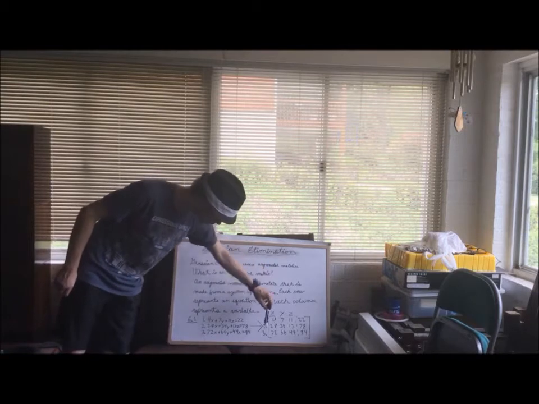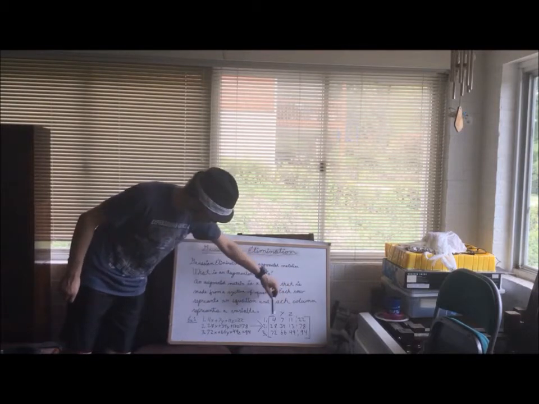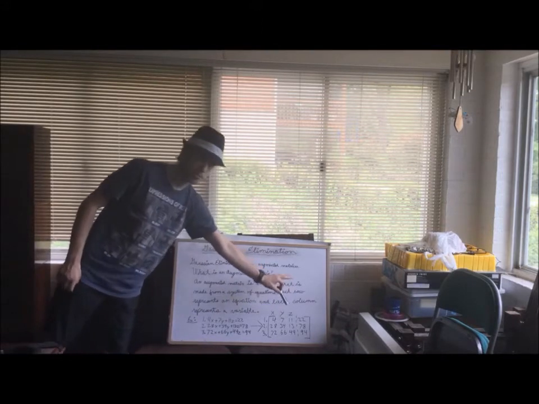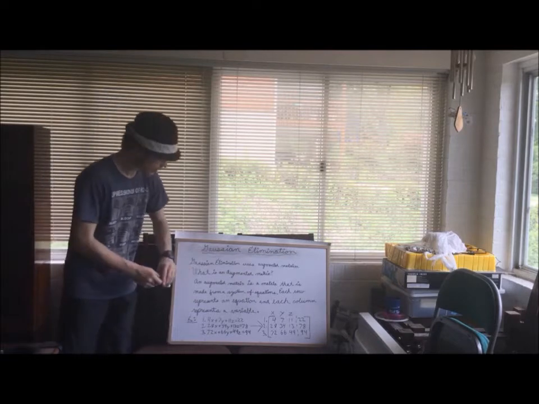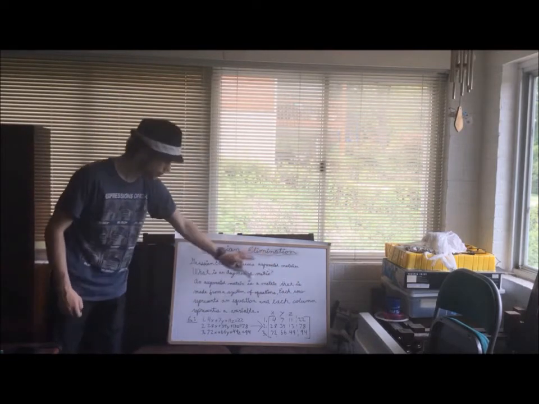And as you can see, each column represents a variable, and each row represents an equation. And this dotted line right here sometimes appears in augmented matrices, sometimes it doesn't. It depends on which book you have, and just that column at the end represents the solution to the equations that you have.